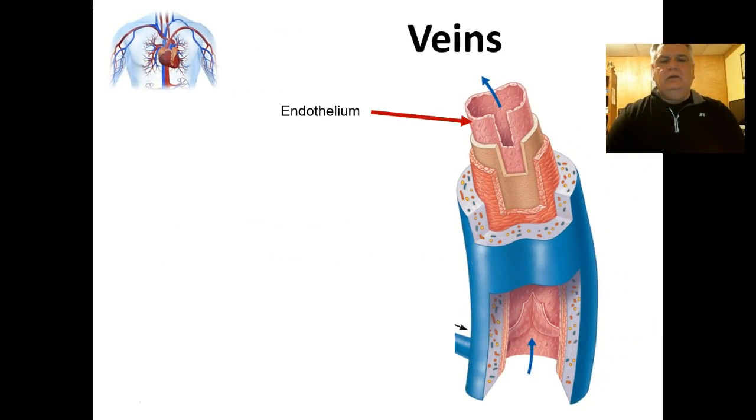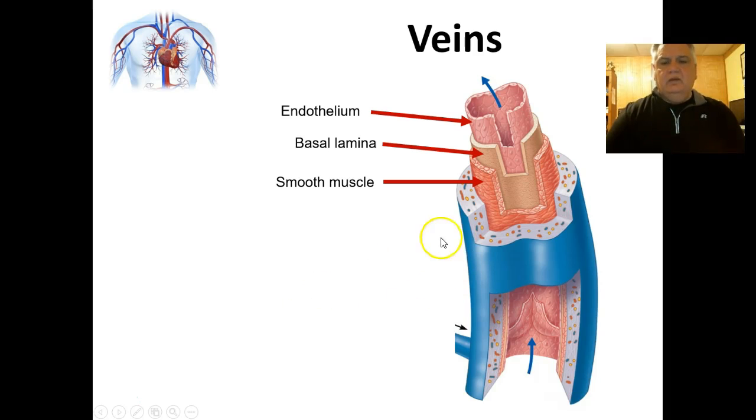So structurally, here's what it looks like. We have the innermost layer. Remember, the tunica intima is made up of endothelium. The endothelium is made up of simple squamous epithelial tissue along with a basement membrane or basal lamina. The next layer contains the smooth muscle tissue. Notice the thinness, how the smooth muscle tissue is thinner in the wall of the vein than it is in the artery. Go back and compare that to arteries.